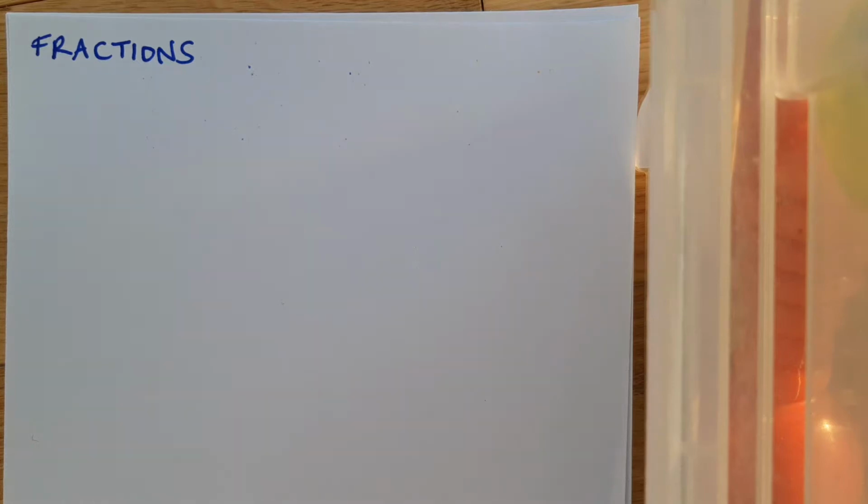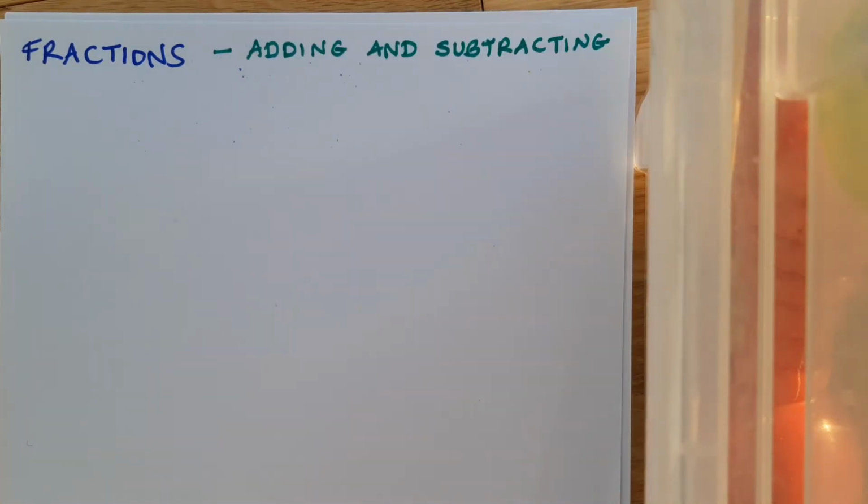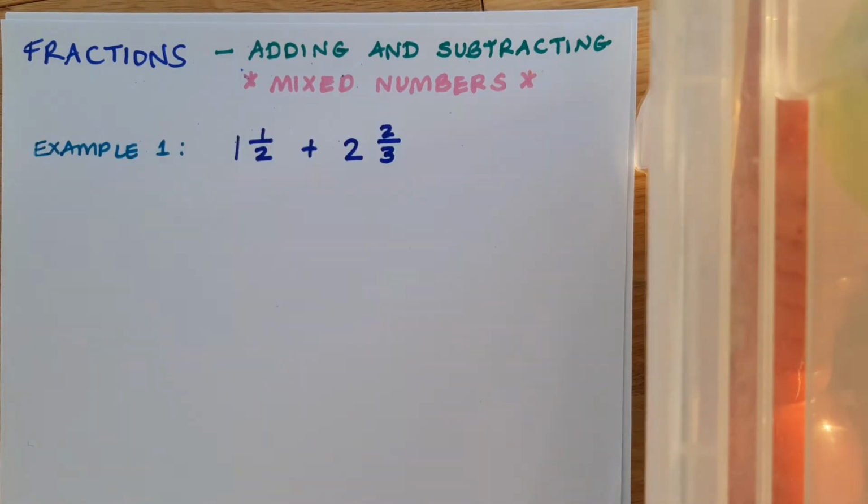In this video on fractions, we're going to be looking at adding and subtracting, and we're going to have a focus on mixed numbers. So here's an example to start us off. We've got 1 1/2 plus 2 2/3. So in general, when we're trying to work with mixed numbers, it's a good plan to turn them into improper fractions first of all. So that's the first thing we're going to do in this question.